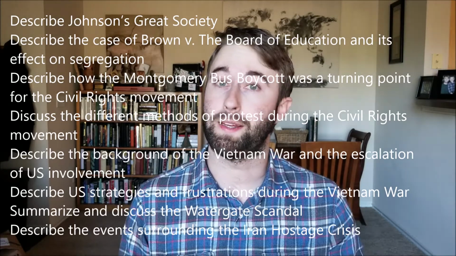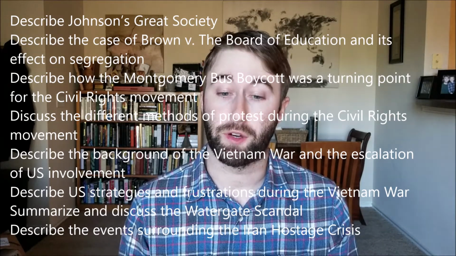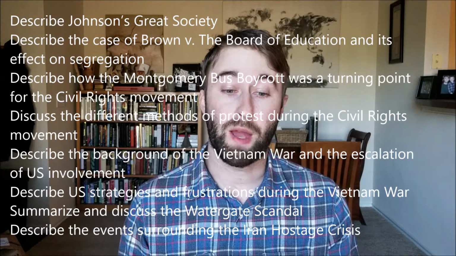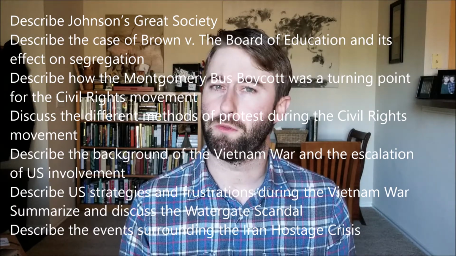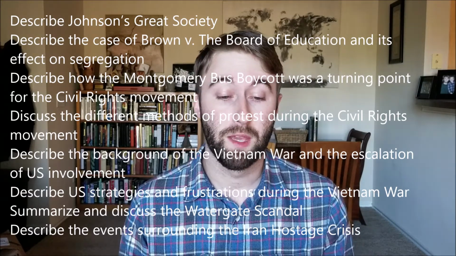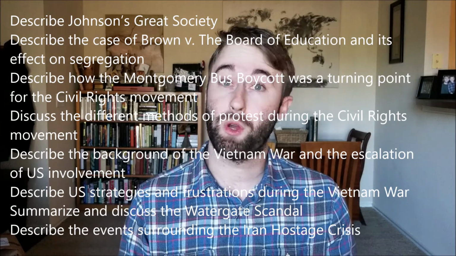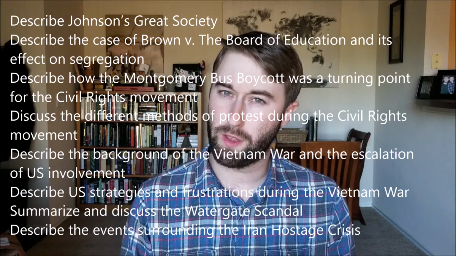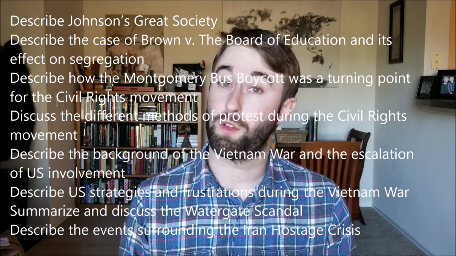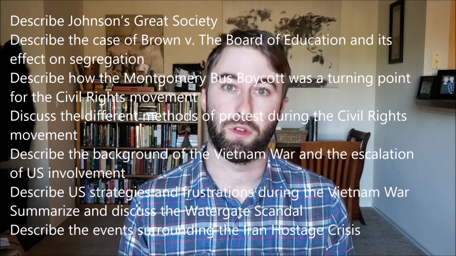So I'm going to highlight a handful of our objectives for this unit. First, describe Johnson's Great Society. Describe the case of Brown versus the Board of Education and its effect on segregation, particularly in schools. Describe how the Montgomery bus boycott was a turning point for the Civil Rights Movement. Discuss the different methods of protest during the Civil Rights Movement. Describe the background of the Vietnam War and the escalation of the U.S. involvement. Describe U.S. strategies and frustrations during the Vietnam War. And then summarize and discuss the Watergate scandal of Nixon's presidency and describe the events surrounding the Iran hostage crisis.